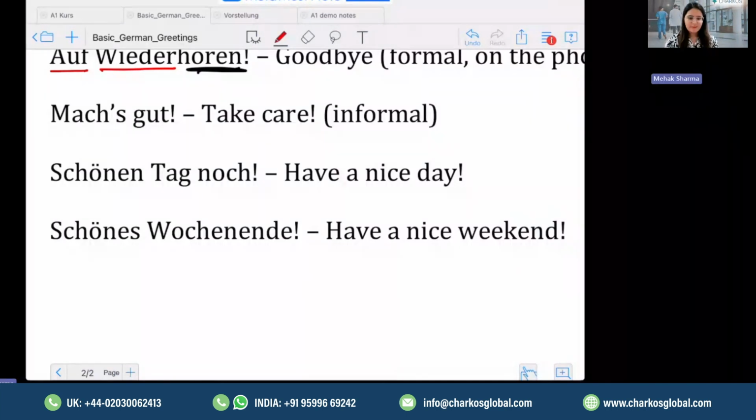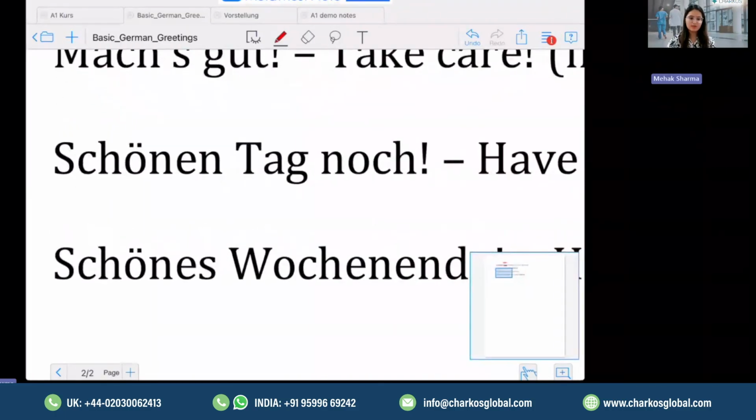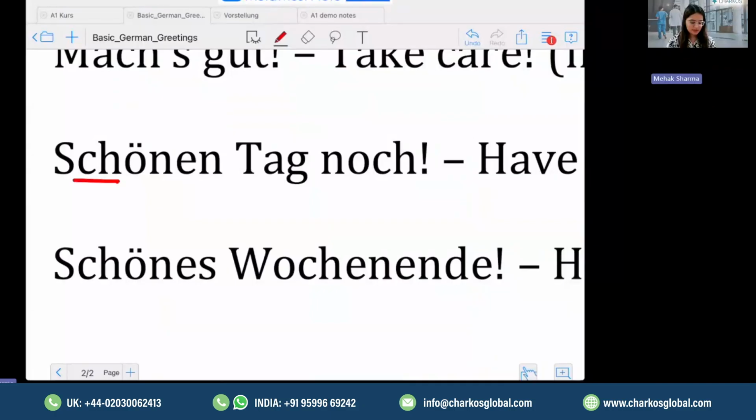Have a nice day. Schönen. See, I'm going to make it very simple for you because we have done O umlaut. So whenever you see these together, it will give you the sh sound of English. Schönen, schönen Tag noch. Tag means day. Schönen, like nice, beautiful. Schönen Tag noch.